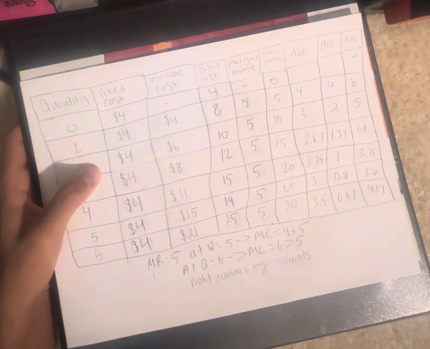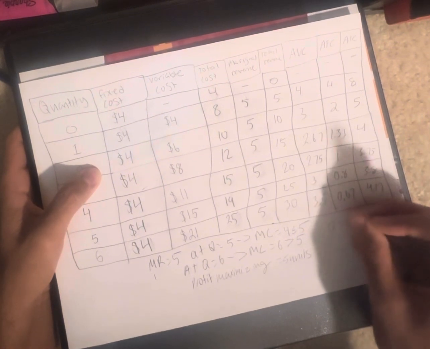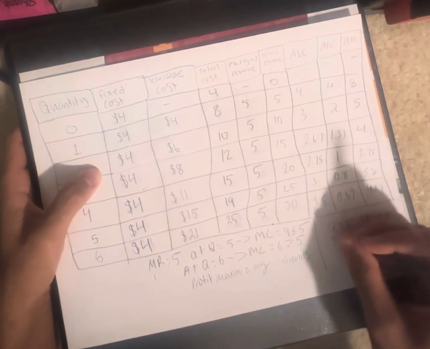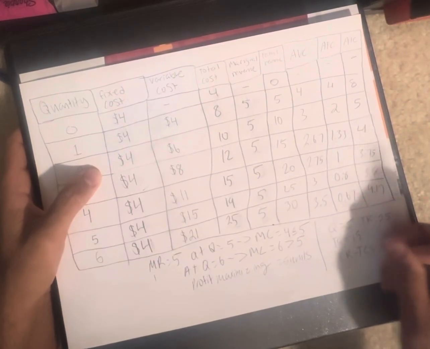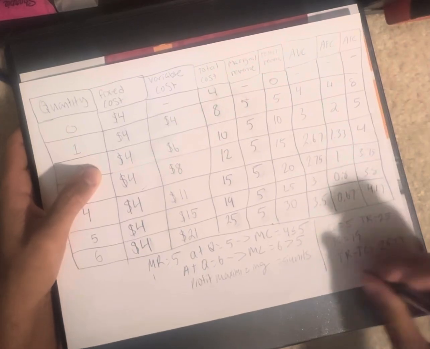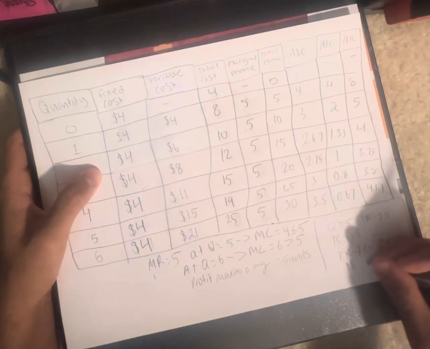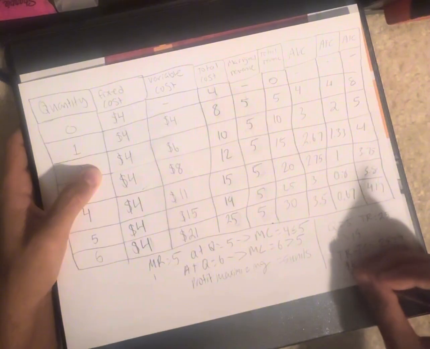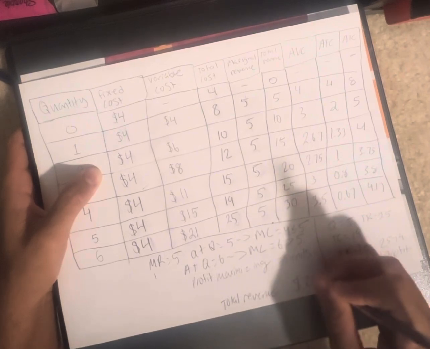Now I'll be moving on to the revenue and profit portion of this. Total revenue at Q equals 5 is $25, and the total cost is $19. So profit is TR minus TC, which is $6 total profit. Total revenue is not the same thing as total profit. Total revenue is $25 while total profit is $6.